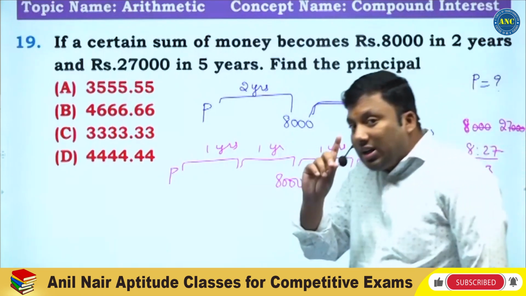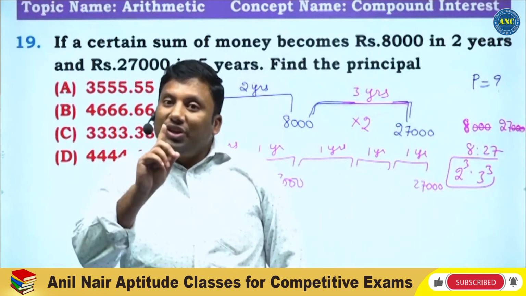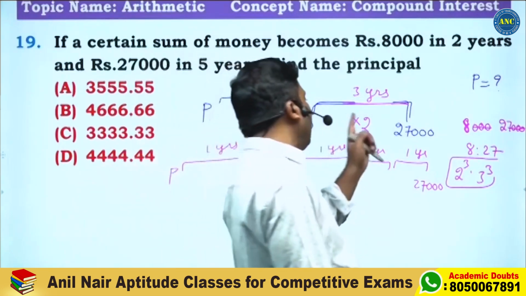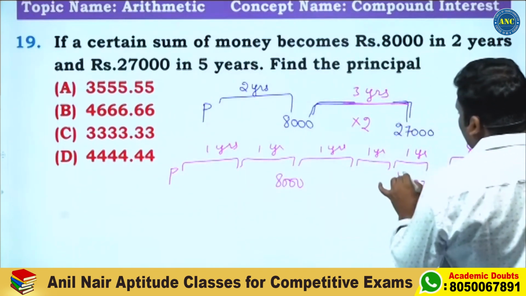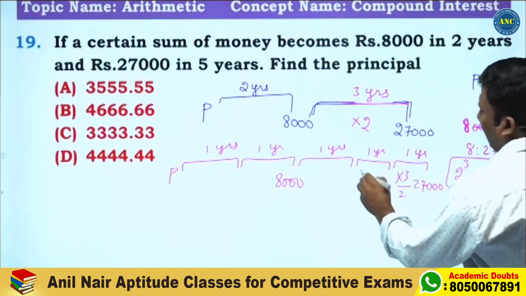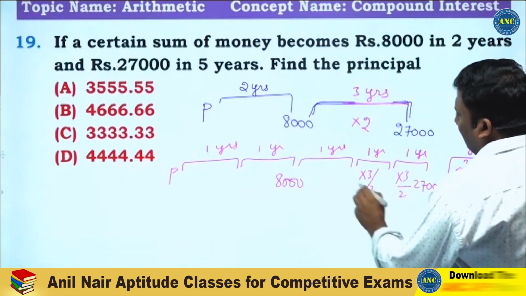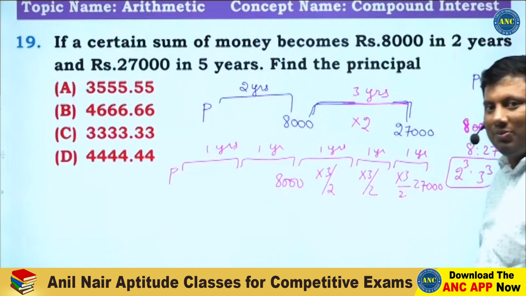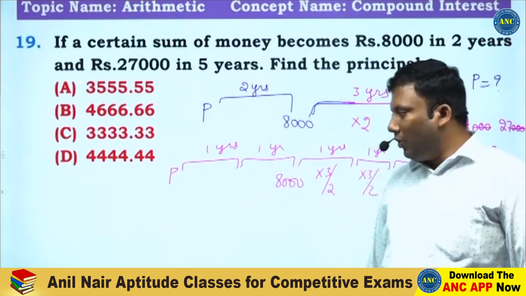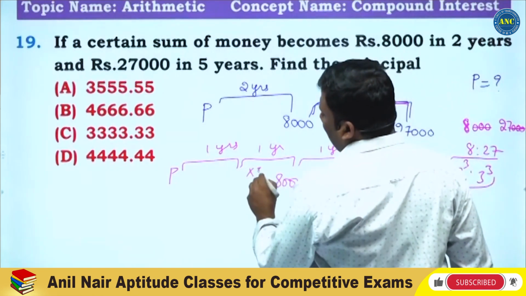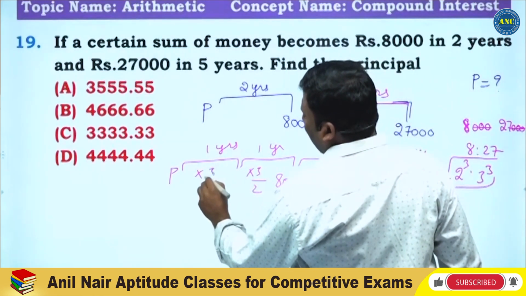That means what is the multiplication factor? 3 by 2. How many times is it multiplied? 3 times. So the next 3 years I divided into 3 equal parts. Into 3 by 2, into 3 by 2, into 3 by 2. Are you all with me? I hope you understood. I will take one more question. So for equal time period, scaling factor will be same.